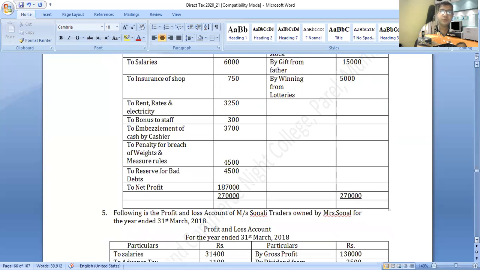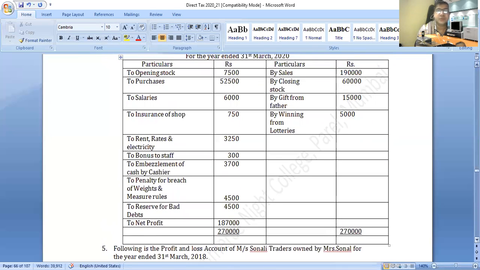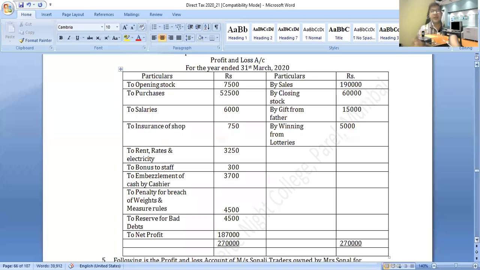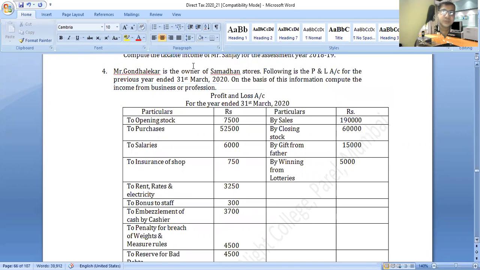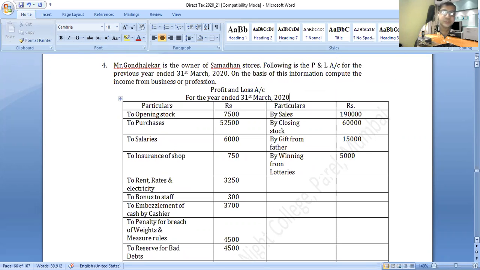So this is the particular information. On that basis, we have to find out taxable income from business. How will we do it? First of all, net profit as per profit and loss account is 1,87,000. Who is the assessee here? Mr. Gondrelkar, the owner of Samadhan Stores. He is doing business as a store. Now one by one we have to discuss the debit side items.